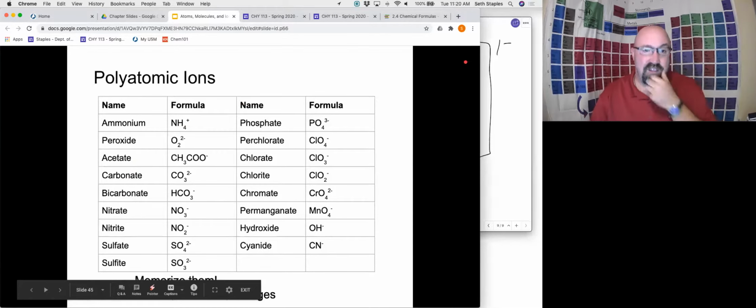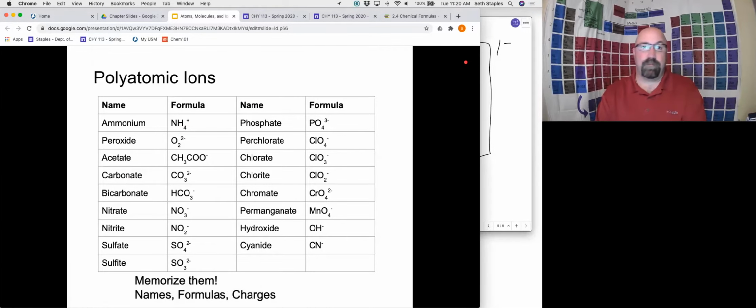So this list here, this is another case of memorize them. You've got to know these. You have to be able to have these memorized. And so you've got to know the names, formulas, and the charges. So you've got to know, for instance, ammonium is NH4 with a +1 charge. Peroxide is O2 with a 2- charge. Acetate, CH3COO. You may also see this written as C2H3O2, same thing. Again, just our difference between a condensed versus a molecular formula. But acetate has that formula with a -1. Carbonate, CO3 with a 2-, and so forth.